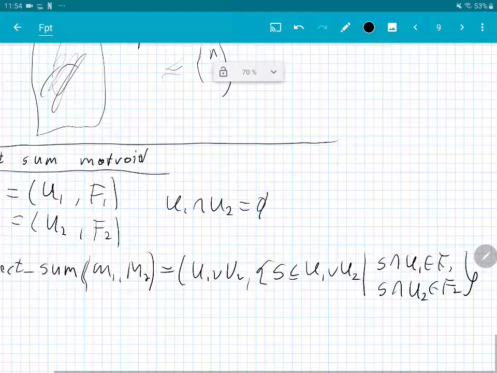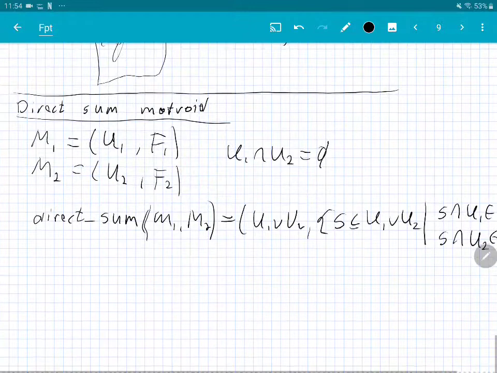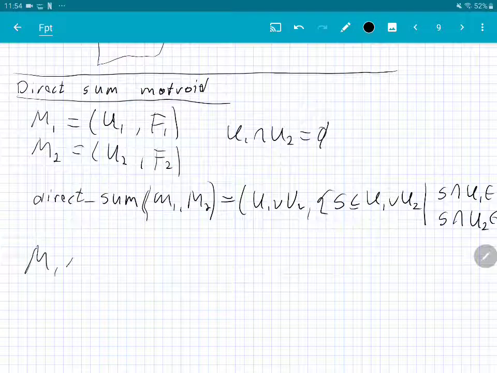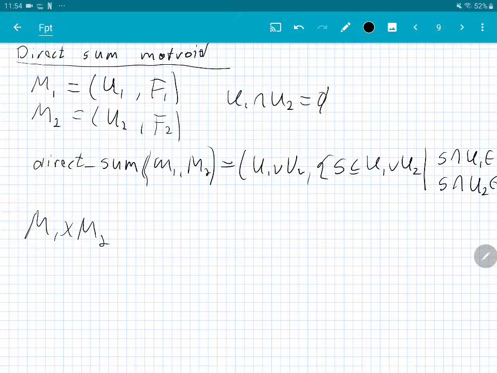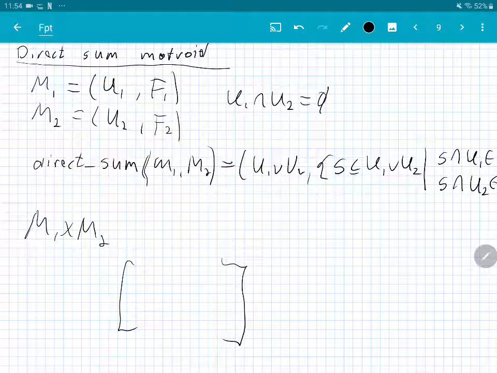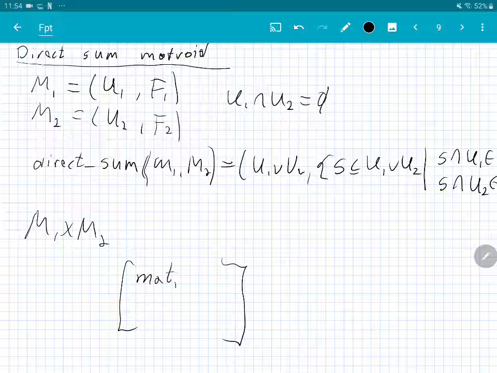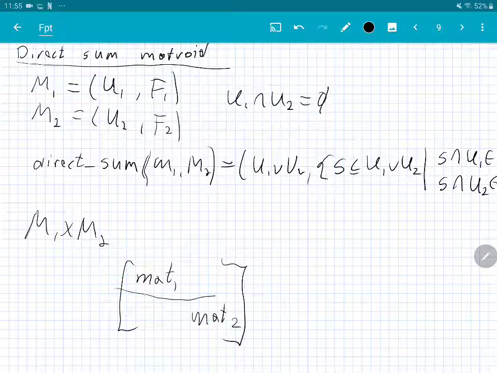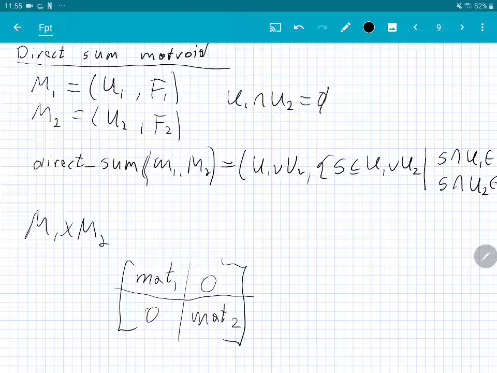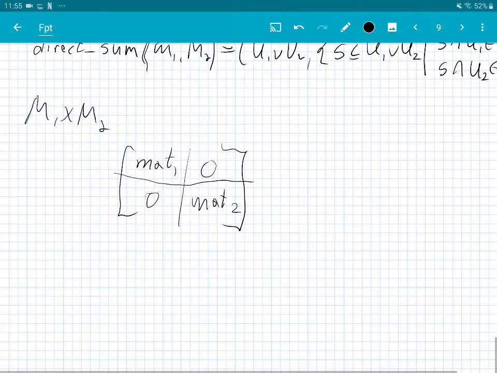Yeah, so you can just think about it as the cross product Matroid, right? M1 times M2. This is really what is going on. And if you take this interpretation, it has an immediate linear representation, right? So if you have a representation of both Matroids as a matrix, then you can just write those two matrices like that, and you get a linear representation of the direct sum Matroids. Okay, so this was direct sum Matroids.